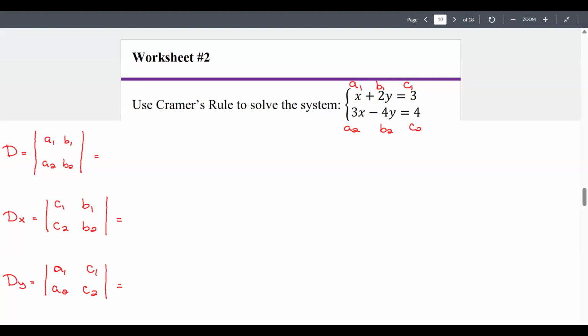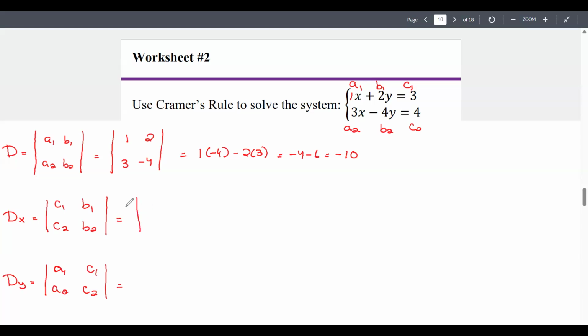Okay, so the basic setup here. Like I said, we know what our A1, B1, C1, A2, B2, C2 are. We just need to set up the matrices. So D is the A's and the B's. So we end up with 1, 2, 3, -4. So we need a determinant of that. So that's going to be 1 times -4 minus 2 times 3, which is going to be -4 minus 6, -10.